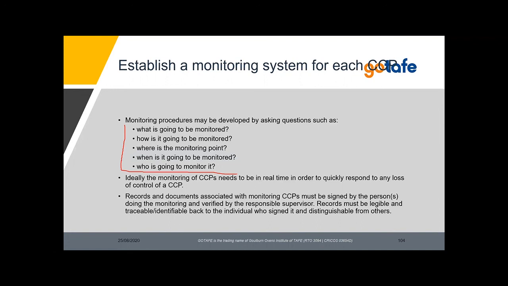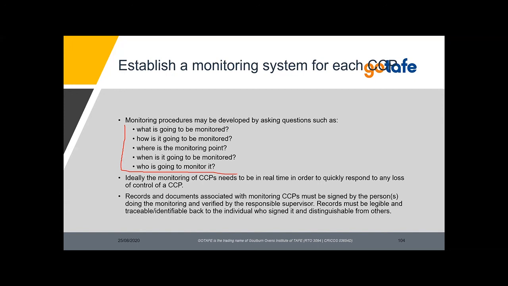And this is in order to quickly respond to any loss of control at a CCP, because CCPs are really, really important. If anything goes wrong, because it's a CCP already, you wouldn't have further steps to eliminate those hazards. So if you miss the control, you basically have to quarantine those products and do further investigation, and potentially you probably have to dispose of those products, causing waste and downtime, of course.